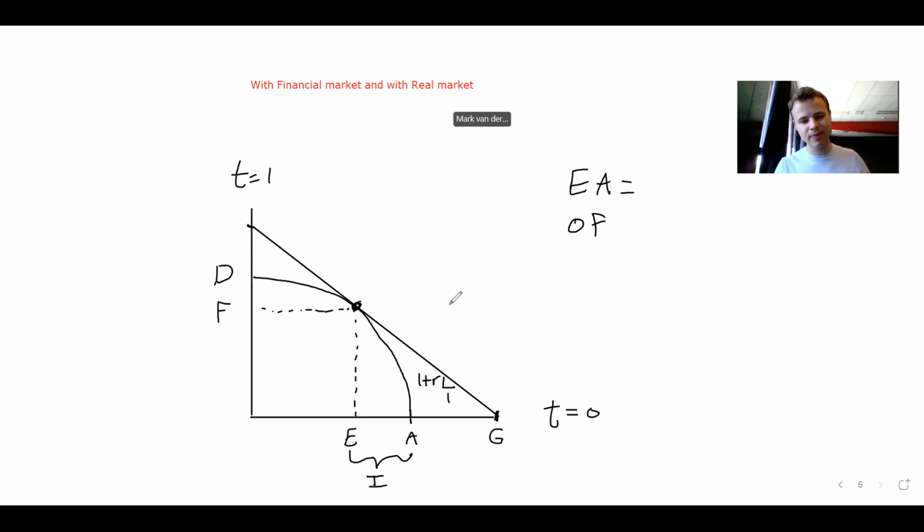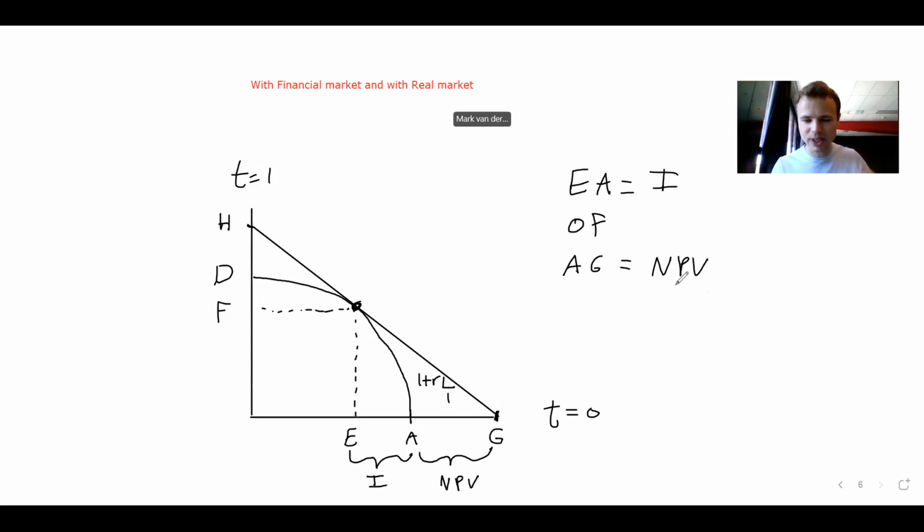And then you will have the H as this thing here. That is the maximum consumption next year with a real market. Okay. And this is pretty interesting. By how much did you get richer? The NPV. So OE is your investment. OF is the proceeds of your investment. And AG is the net present value.